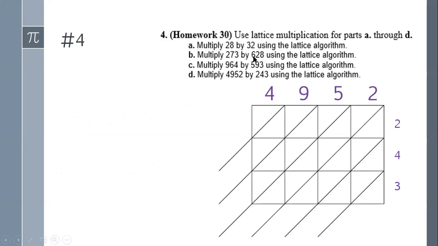Right, this one we're going to use lattice multiplication for each of the problems, but I'm only wanting to do D, which is multiply 4,952 by 243. And with lattice, you're always going to use this box. One number goes on the top, and the other number goes on the side. And then you multiply each of the digits by themselves. So 2 times 2 would give you 4. 2 times 5 is 10, and so on and so forth.